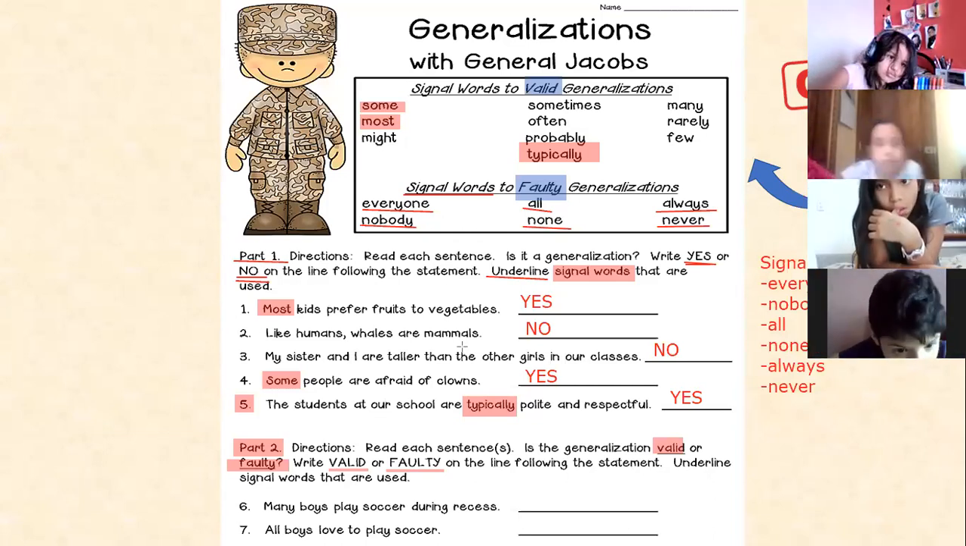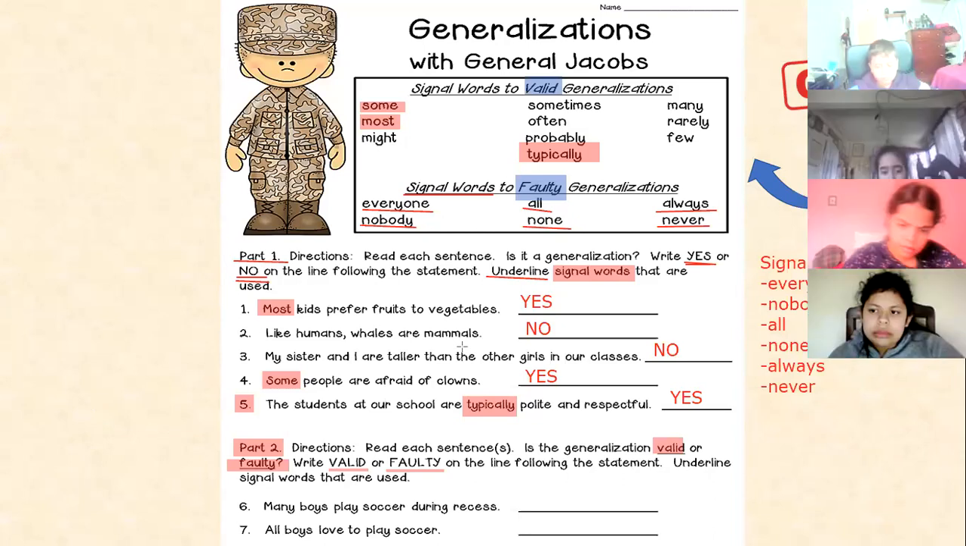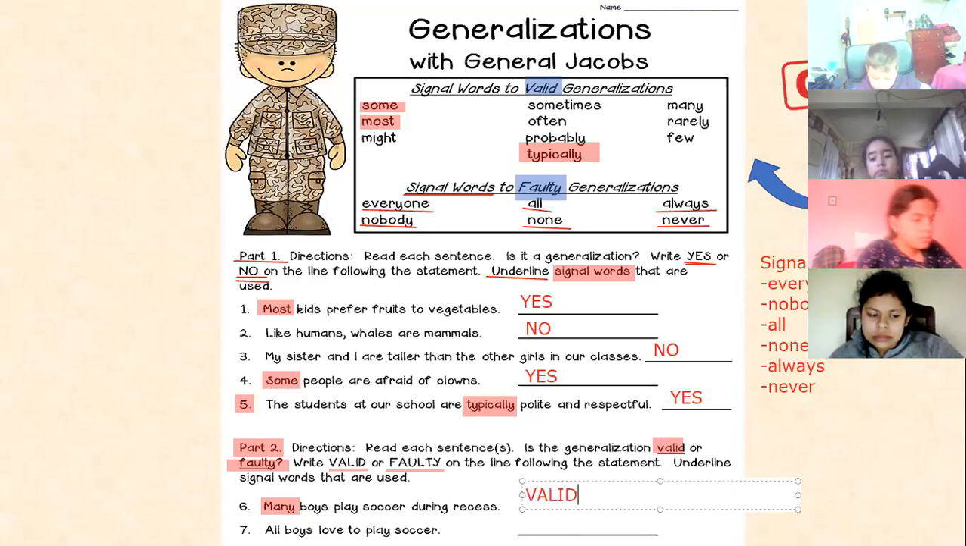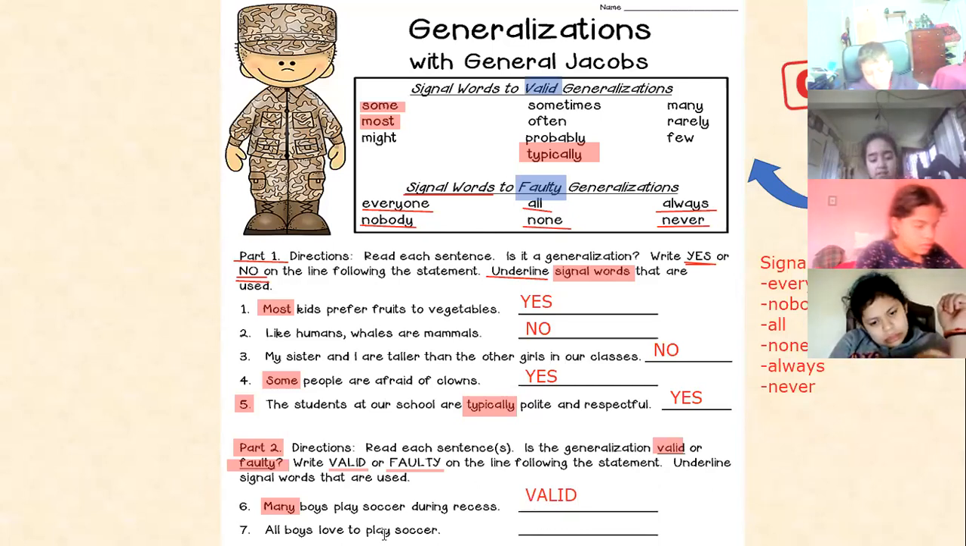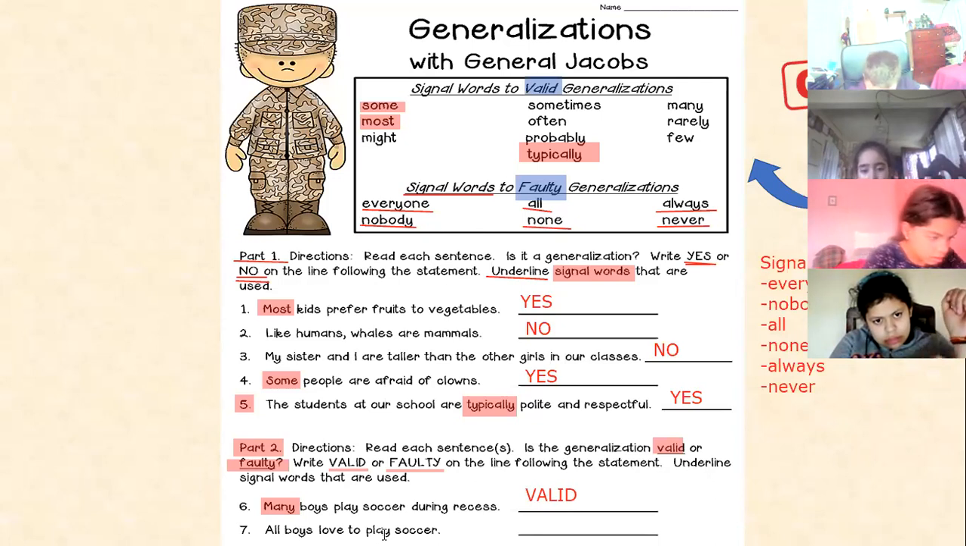What is the signal word here? Many. Many is in the valid generalizations or in faulty generalizations? In the valid generalizations. Why? Because the signal word helps us and tells us that it's valid. Many, yes, but not all. Many boys play soccer during recess. That's true. Not all the boys play soccer. You probably haven't realized that because you don't observe. But I had the opportunity to observe recess, and not all the boys play soccer during recess. Not all of them like soccer. You're probably going to think that is incredible, but that's true. That is a bad generalization.